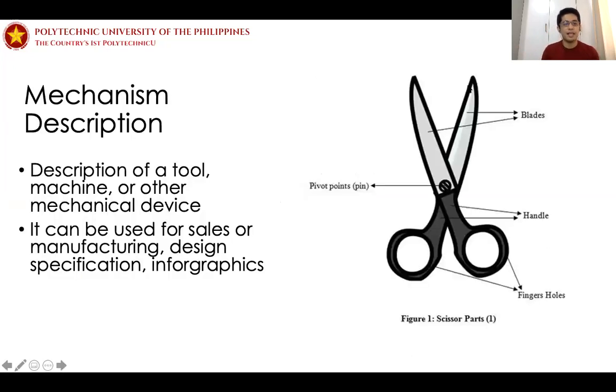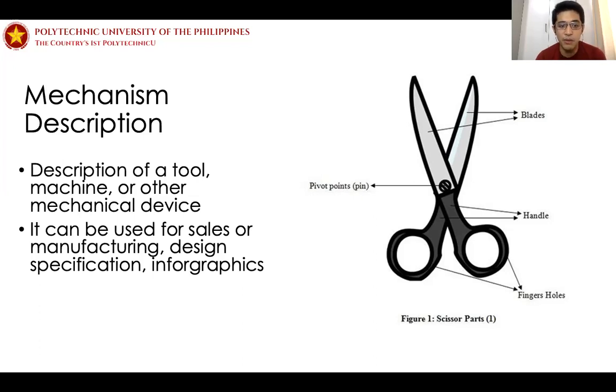Now, this is an example of mechanism description. Mechanism description is used to describe a tool, a machine, or any other mechanical device, similar to what you see now on the screen. This is a picture of a scissors where parts are identified. So this is considered our mechanism description.